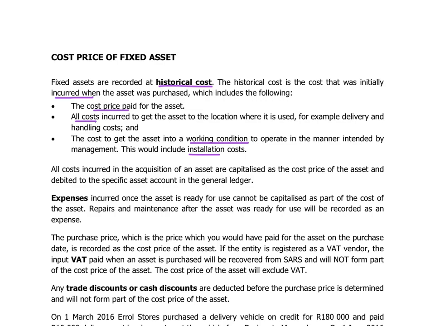So all the costs that you paid when you bought the asset are capitalized so that you will show the cost price as the purchase price, cost to get it to your premises, and the installation cost. Expenses that you pay after you started using the asset cannot be capitalized as part of the cost price of the asset. Therefore, repairs and maintenance that's paid after the asset was used will be recorded as an expense.